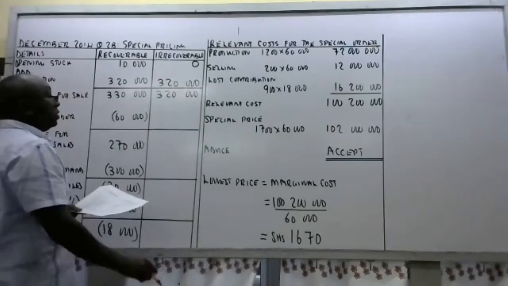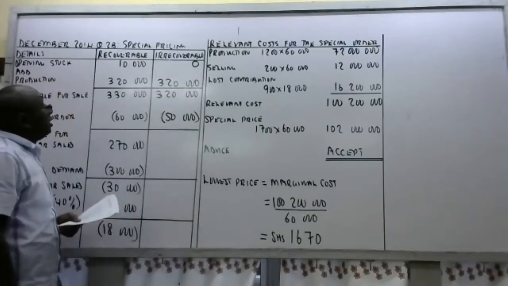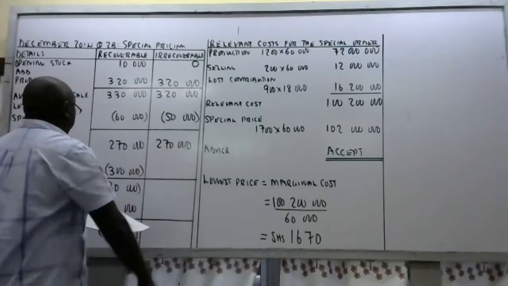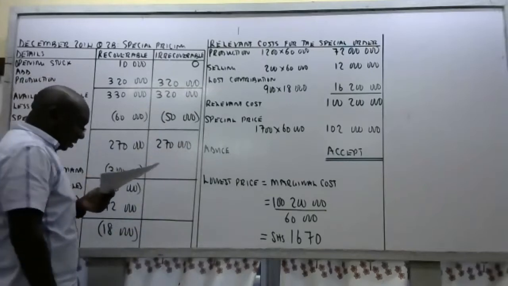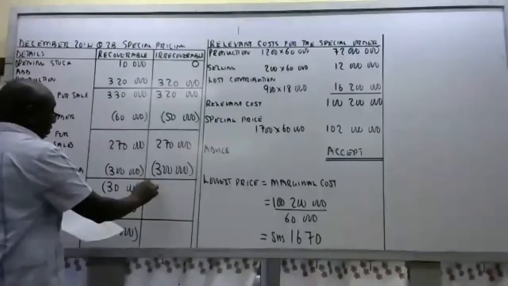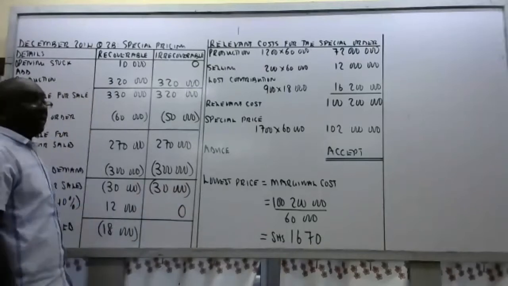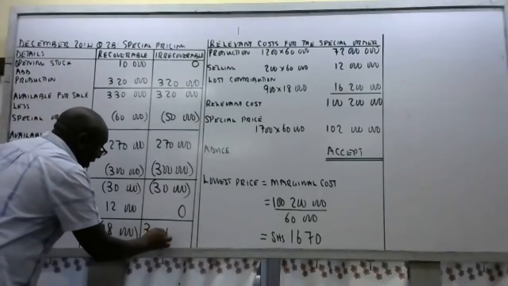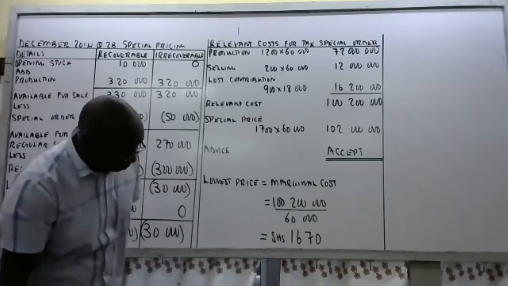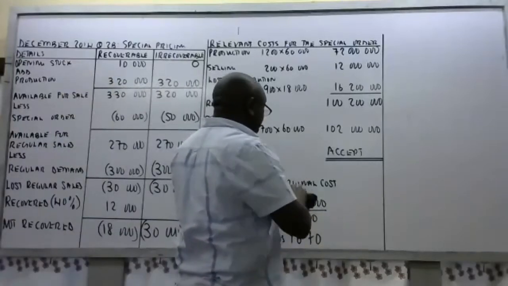The special order is now 50,000 instead of 60,000. So that means we have 270,000 available. The regular demand still remains 300,000. So the lost sales still remain 30,000, but you are not recovering anything. The irrecoverable is 30,000. So I would like you now to work out on your own. Finally, you will tell me whether we accept or reject.